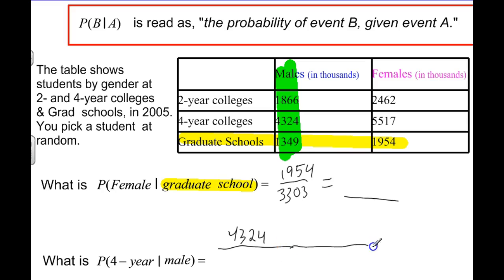In the denominator, I'm not going to use my calculator, I'm just going to tell you how to get it. You would add up the 1,866 plus 4,324 plus 1,349. So you're adding up all of the, again, in this case, our given information is male, so this is the total of all the males down here, whereas this 4-year is only the male 4-year students. And then that would give us our probability. You would type that in your calculator and get an answer.